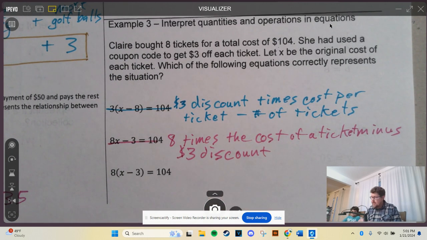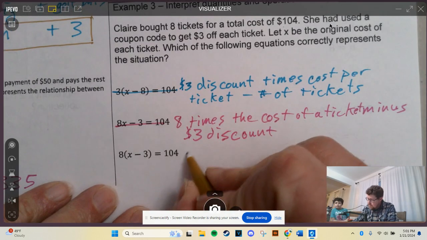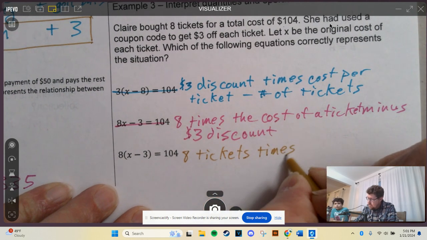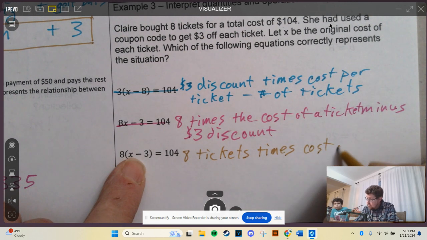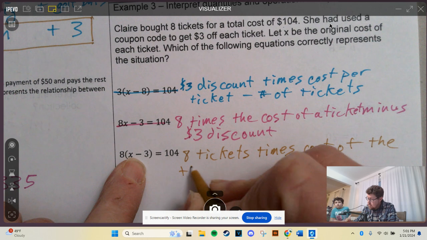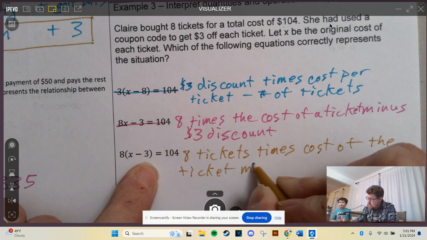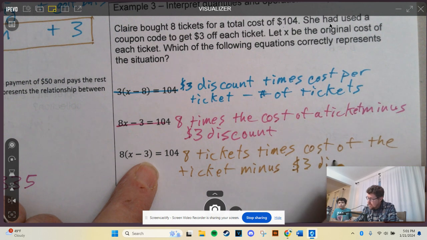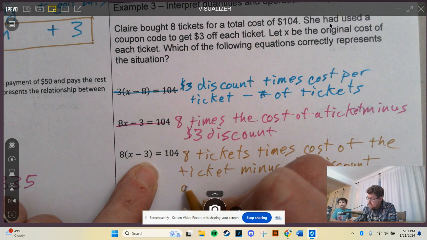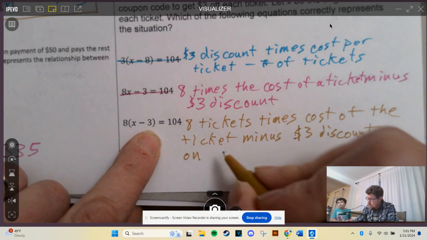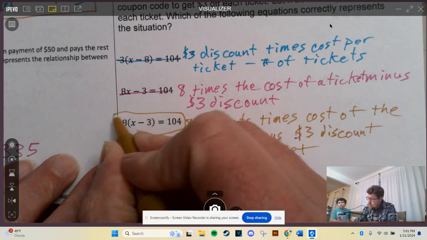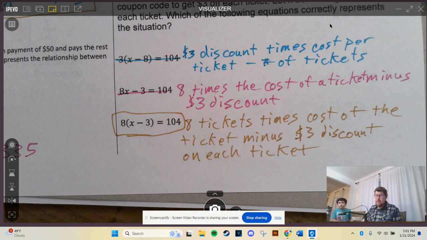So now we've got this last one right here where we have 8 tickets, boom, on the outside, perfect. 8 tickets, and then times the cost of the ticket, minus the discount for each ticket, minus the $3 discount on each ticket, right? Because it's being taken away from each ticket, on each ticket. And that actually describes the situation very well, that's what it matches up to. So that's the one we would select there.